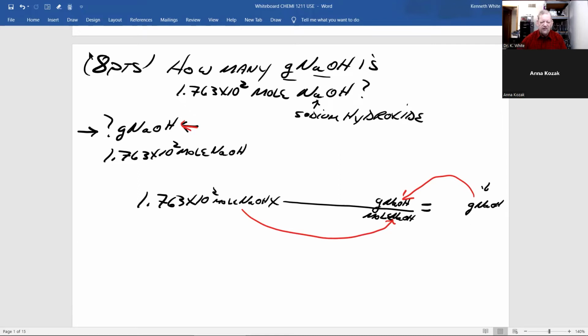And notice moles of NaOH divided by moles of NaOH will cancel out, because anything divided by itself equals the number one, meaning it's gone. And I'm left with grams of sodium hydroxide, so I'm on the right track. Now, how do we proceed? Where do we get a relationship between moles of a compound and grams of a compound?